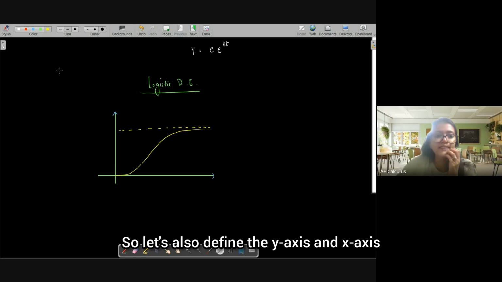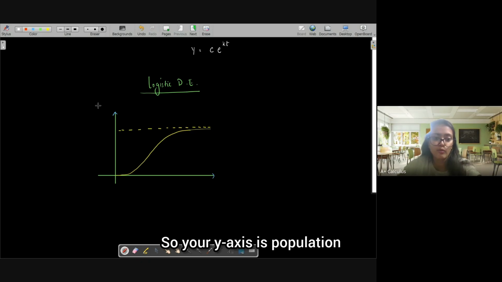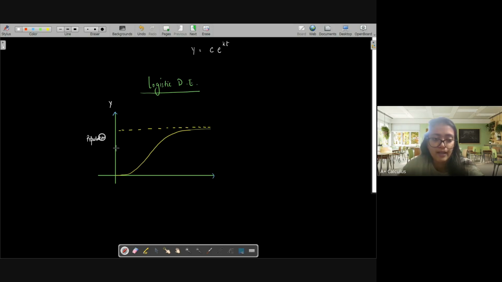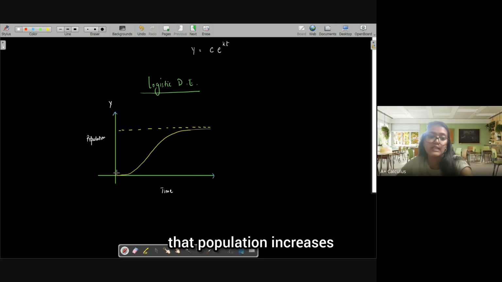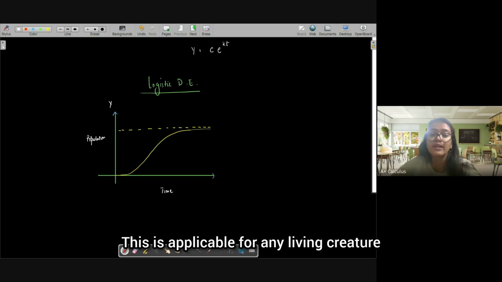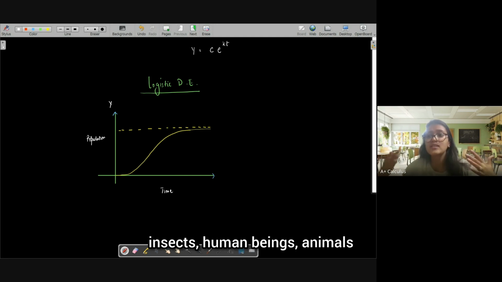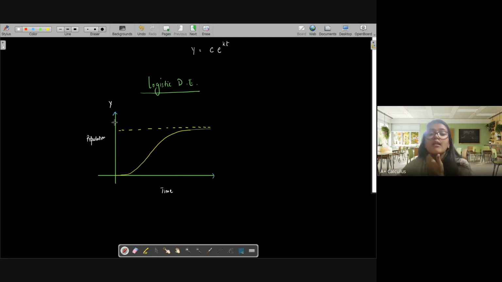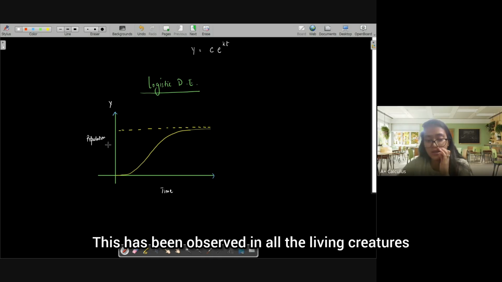So let's also define the y-axis and x-axis. Your y-axis is population and the x-axis is time. As time increases, first you will see that population increases. This is applicable for any living creature: insects, human beings, animals. This has been observed in all living creatures.